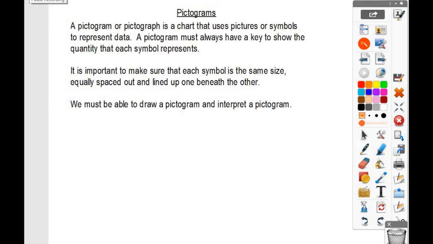Pictograms. A pictogram can also be called a pictograph, and it's basically just a way of representing data using pictures or symbols in a graph. A pictogram must always have a key to show the quantity that each symbol represents. When drawing the symbols, it's really important to make sure that each symbol is the same size, that they're equally spaced out, and that you line them up one underneath each other. We've got to be able to draw pictograms and also read and interpret pictograms.